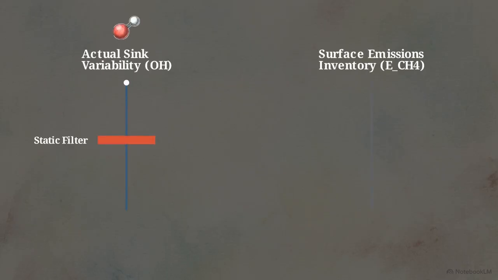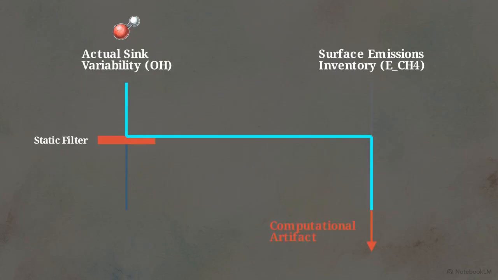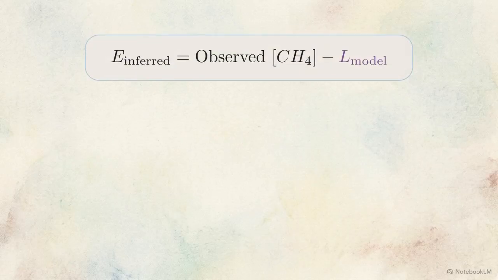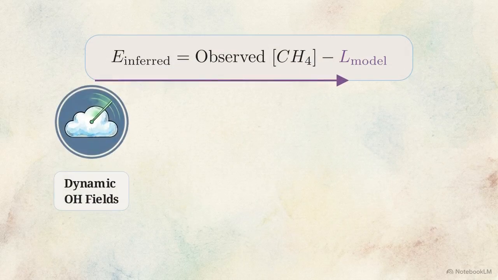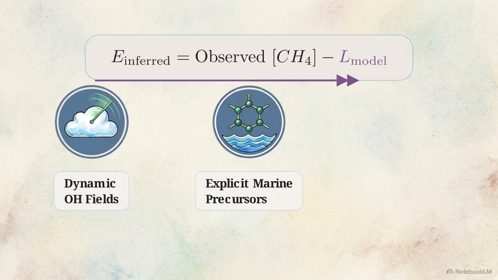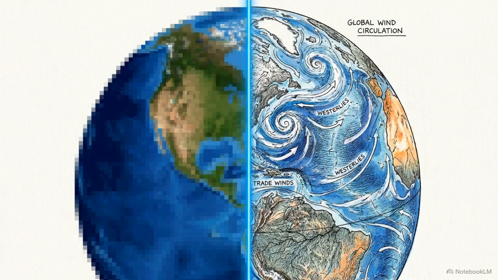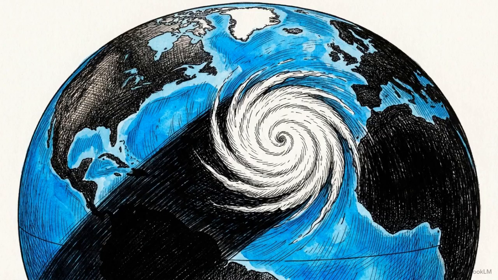This misattribution compromises emissions inventories. When policy decisions are built on models that alias sink variability into source variability, recorded reductions in industrial emissions are nothing more than computational artifacts. To correct this, inversions must adopt dynamically updated OH fields, explicit marine halocarbon precursors, and wind-dependent gas transfer algorithms. Methane accountability requires precision. Until inversion architectures integrate the atmosphere's dynamically changing capacity to clean itself, extreme weather will continue to distort our understanding of global emissions.